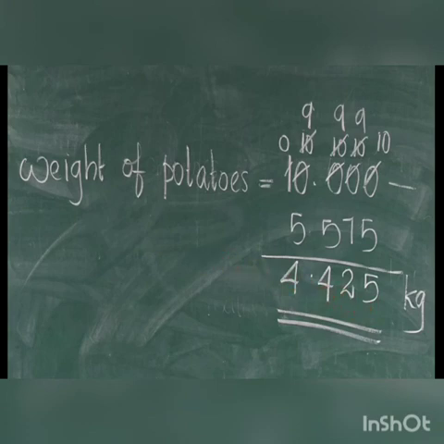So what is the weight of potatoes? 4.425 kg. When you are subtracting numbers having 0, be very careful. When you are borrowing, it becomes 9. Don't forget that it becomes 9 and only the last 0 will be 10. Always keep that point in mind, and also make sure that your answer is correct by adding this answer and the smaller number.